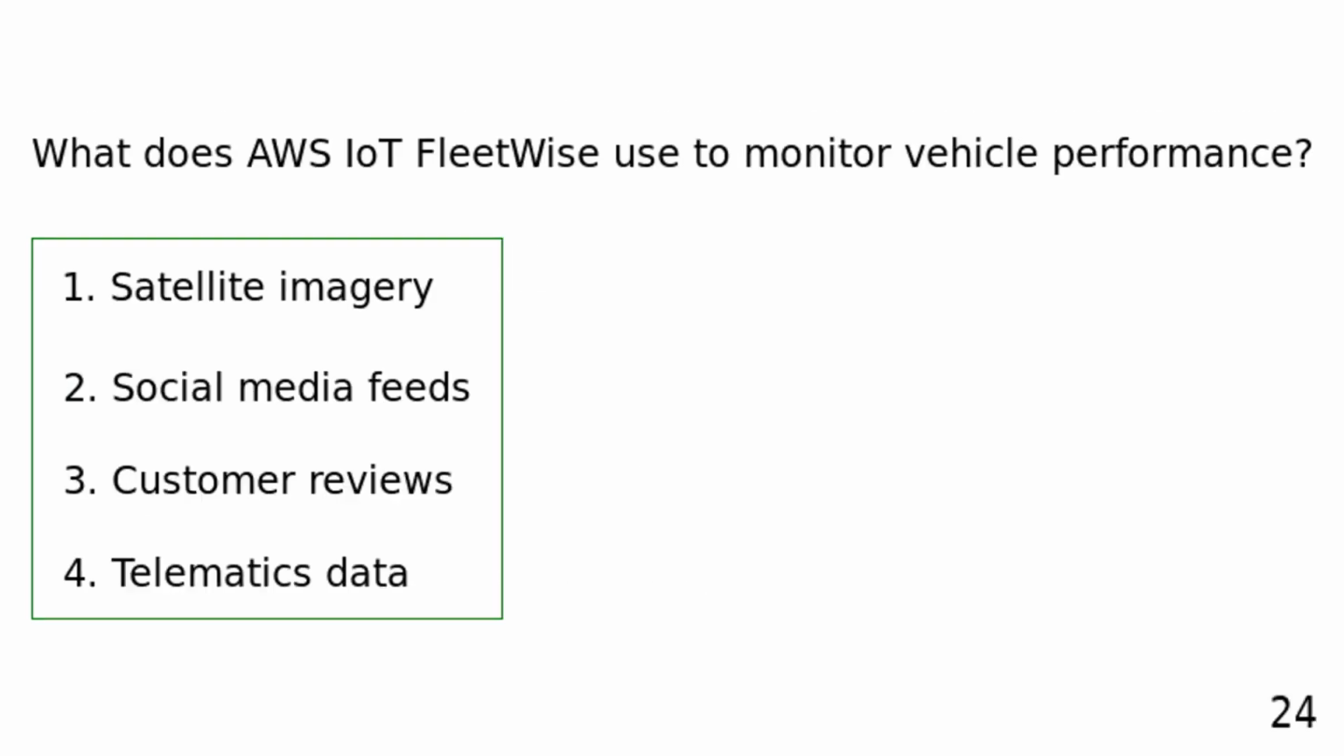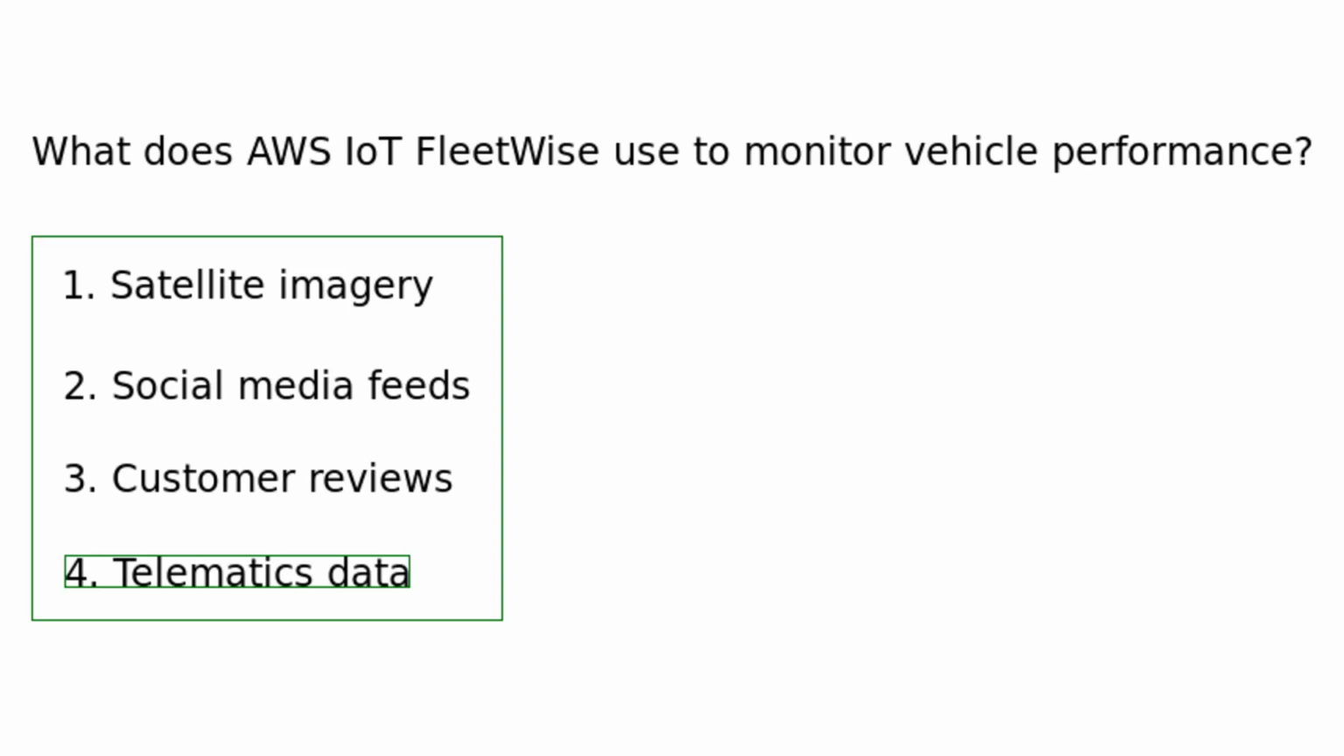What does AWS IoT FleetWise use to monitor vehicle performance? Satellite imagery. Social media feeds. Customer reviews. Telematics data. AWS IoT FleetWise uses telematics data to monitor vehicle performance.